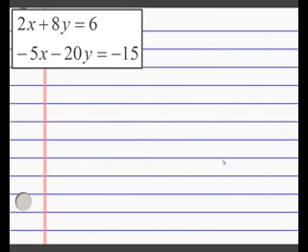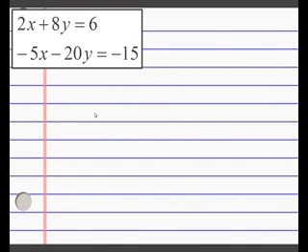So now we have our last system of equations, and we have 2x plus 8y equals 6 and negative 5x minus 20y equals negative 15. So looking at this problem, this one looks even a little bit more complicated because there's nothing that I can see that I can multiply by a single number and everything really cancel out really easy. However, I can multiply both of those equations by a number to make it easier for something to cancel out.